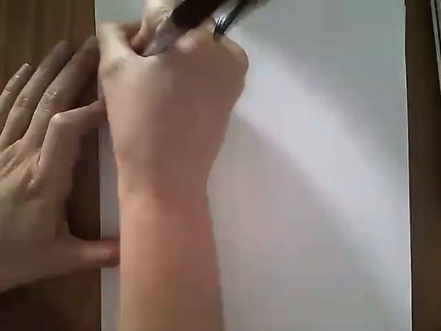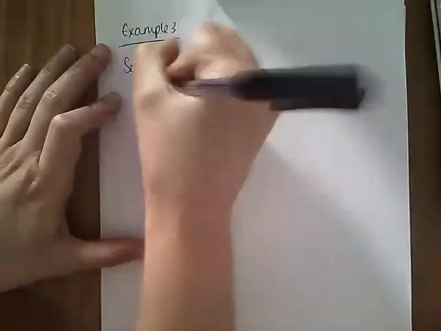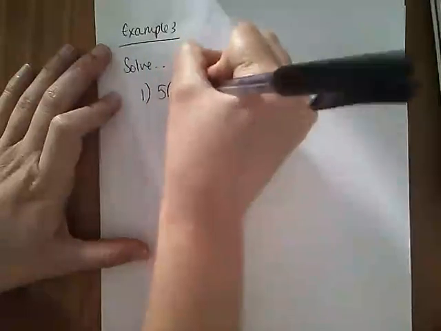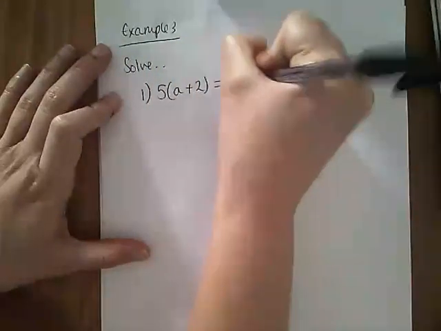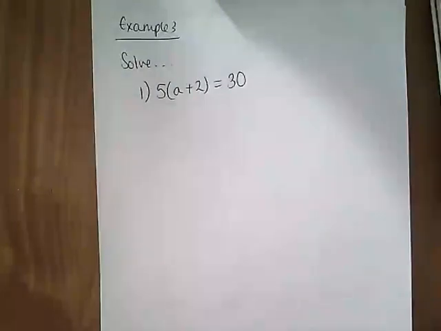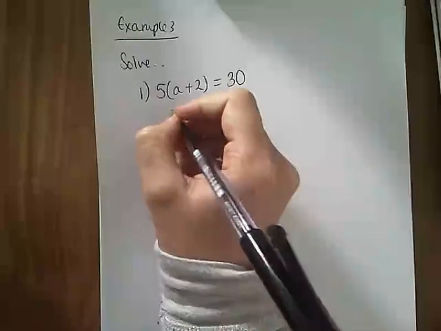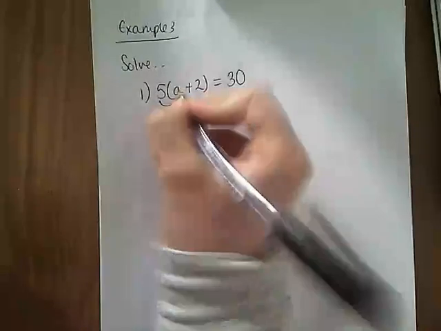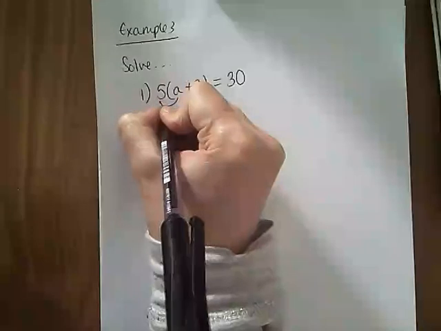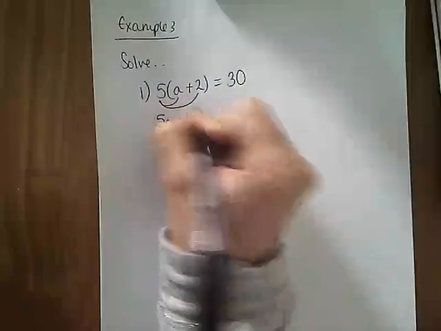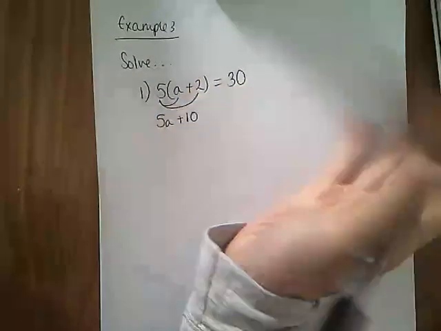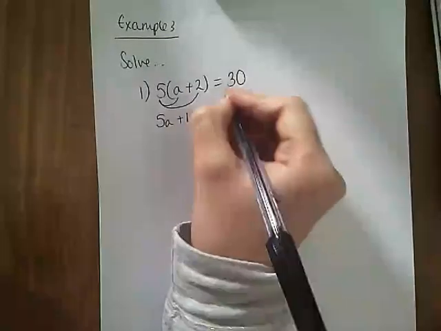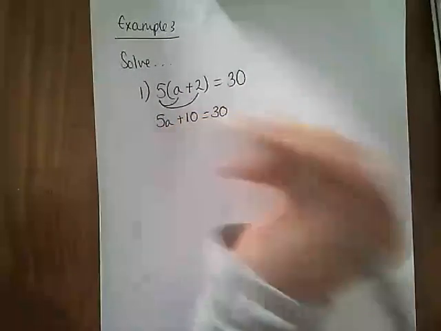Okay, so example number 3 we're going to look at with brackets. It's only a tiny extra little step, okay, it's not much more challenging, you'll be absolutely fine with it, hopefully. Okay, here we go. So if you had something like this, exactly the same, first of all you're going to expand your bracket, okay, so we've got to do 5 times a is 5a, 5 times 2 is 10. That is just expanding a bracket, okay? Nothing different to what we've already learned how to do. And that equals 30.